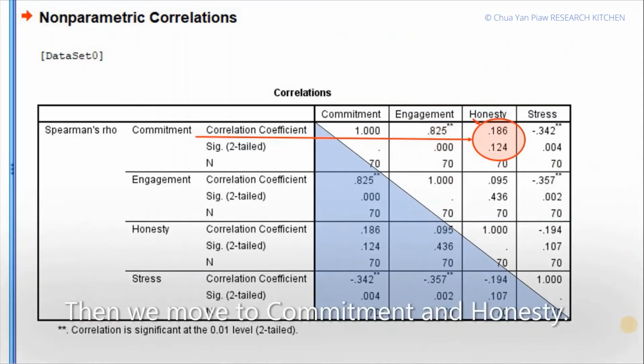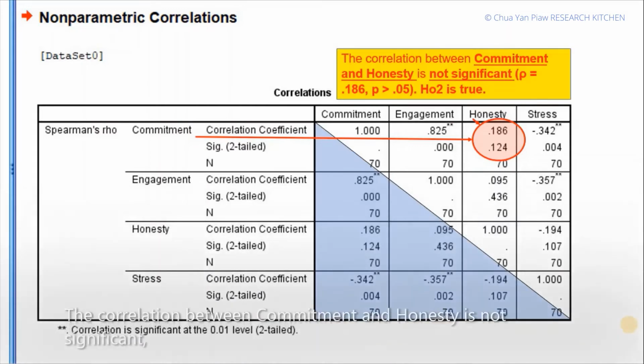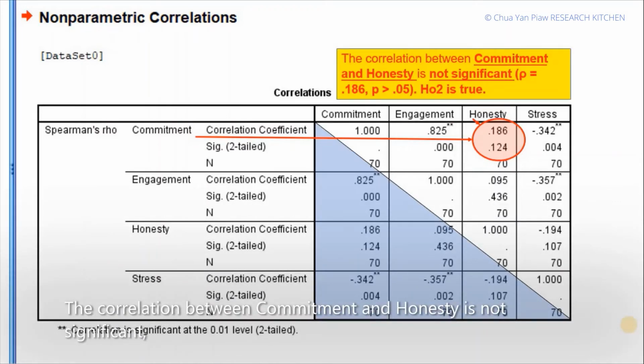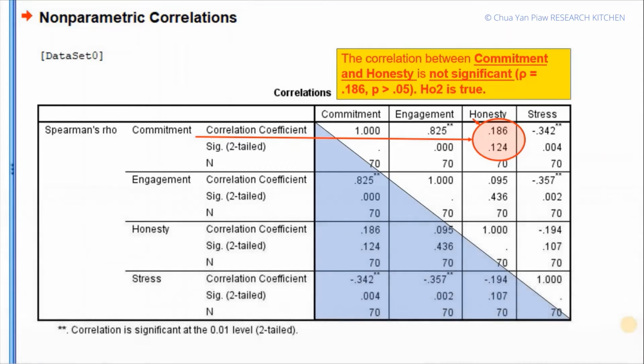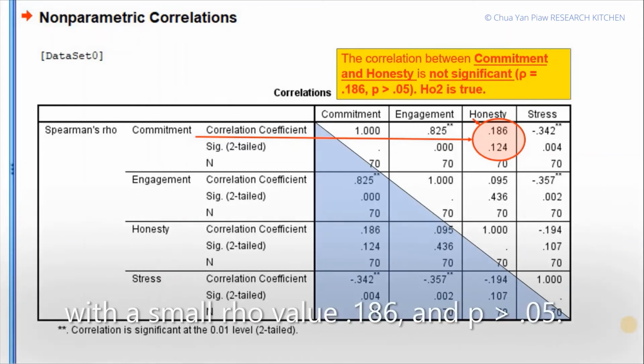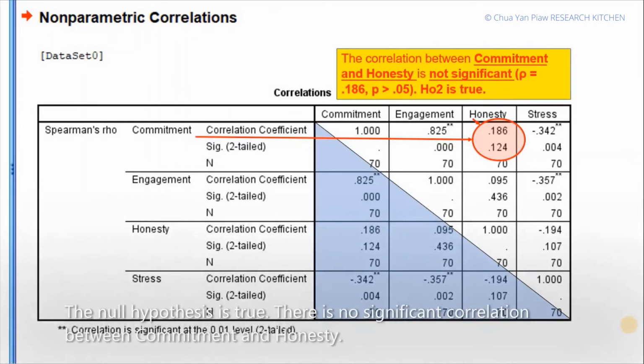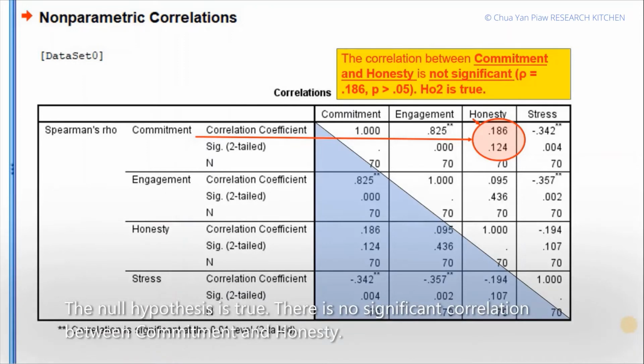Then we move to commitment and honesty. The correlation between commitment and honesty is not significant. With a small rho value 0.186 and p larger than 0.05, the null hypothesis is true. There is no significant correlation between commitment and honesty.